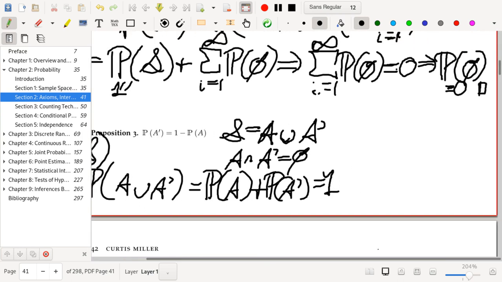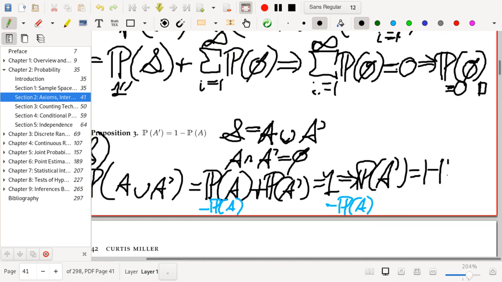Therefore, after you do a little bit of algebra where you subtract the probability of A from both sides, you can now say that the probability of A complement is equal to 1 minus the probability of A. And we're done. That proposition has been proven.